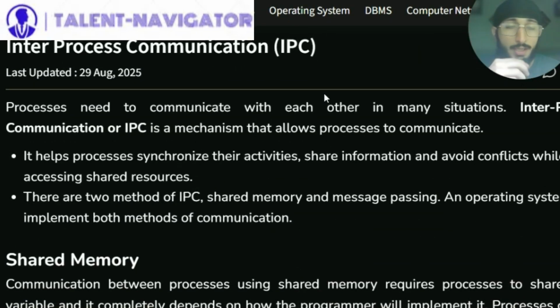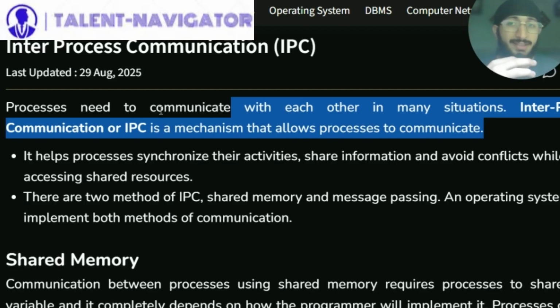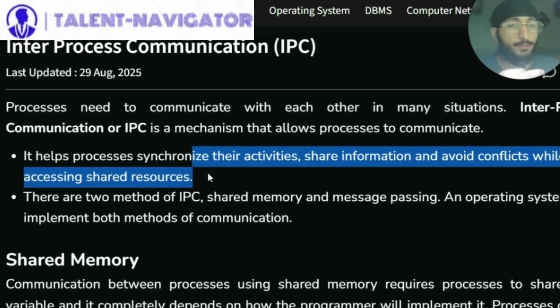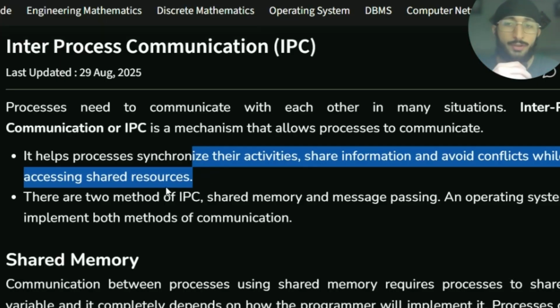Alright, so now I'm going to be discussing inter-process communication. Processes need to communicate with each other in many situations, and IPC is a mechanism that allows processes to communicate. It helps processes synchronize their activities, share information, and also avoid conflicts while accessing those shared resources. There are mainly two methods of IPC: shared memory and message passing. An OS can implement both methods of communication.